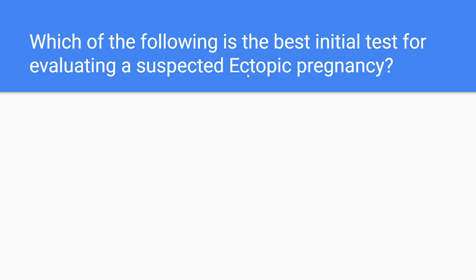If the pregnancy occurs other than the uterine cavity, anywhere the ovum is going to implant except the uterine cavity. If the fertilized ovum got implanted in any other part of the body, that is known as ectopic pregnancy. Most of the time this ectopic pregnancy is observed in the tube, so it is also called tubal pregnancy. So here what they asked us, what is the initial test in order to evaluate this suspected ectopic pregnancy?